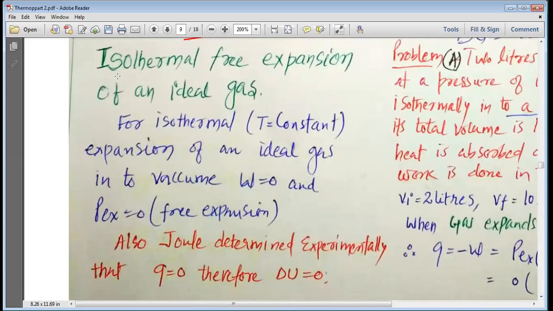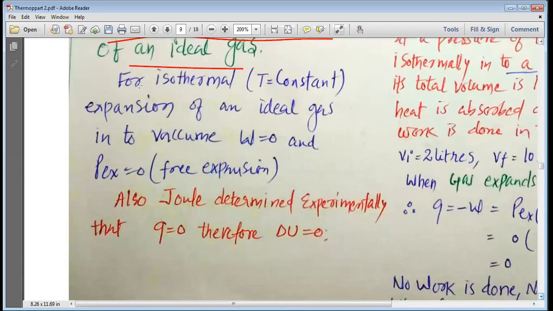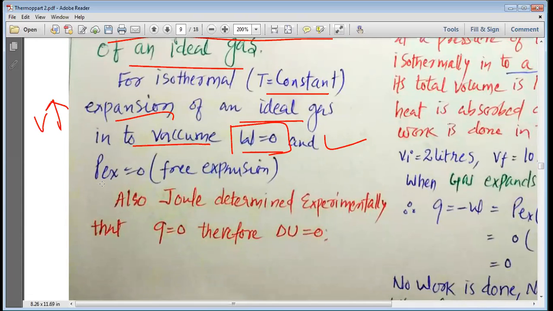Now my dear students, we want to study about the isothermal free expansion of an ideal gas. So let's move. For isothermal, T remains constant. Expansion means volume increases of an ideal gas into vacuum. That is why work done W is equal to 0, and that is why P external is equal to 0, because it is the free expansion.